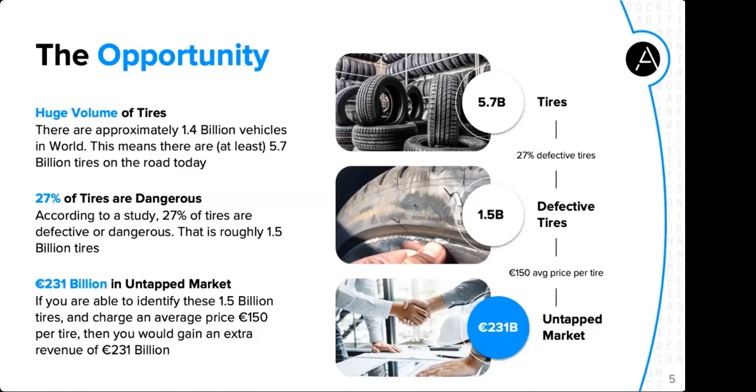Now, if you are a business that is selling tires and you could identify those tires and charge an average price of, let's say, 150 euros or dollars per tire, you could be tapping into a huge market, a 231 billion market. Now, of course, this is a huge opportunity if you're in the business of selling tires. But on the other side, it could be a huge problem, especially if you are a fleet management company and you have to maintain those tires. So just wanted to start off with that and slide into the solution that we're offering.